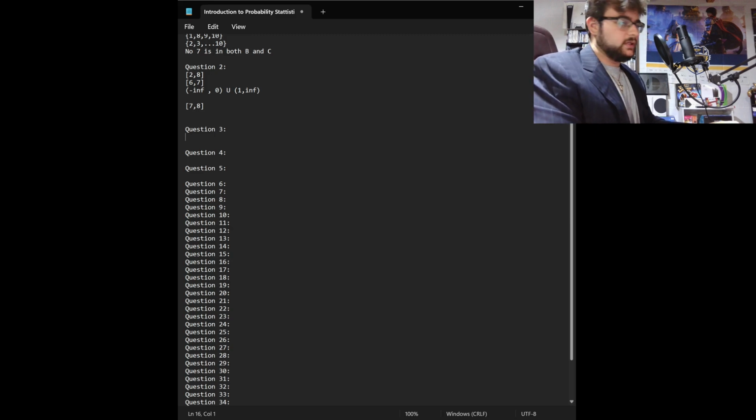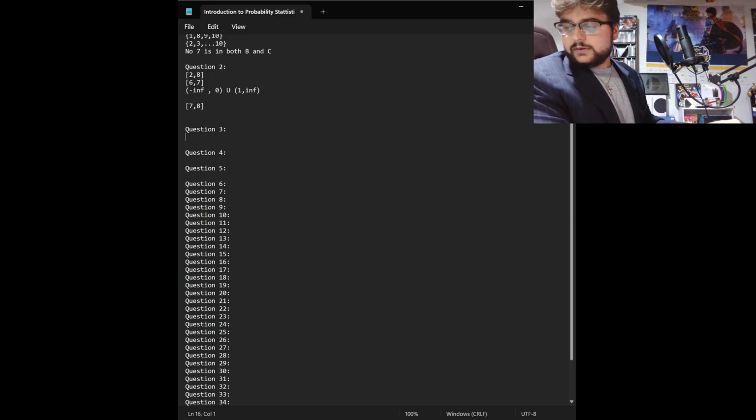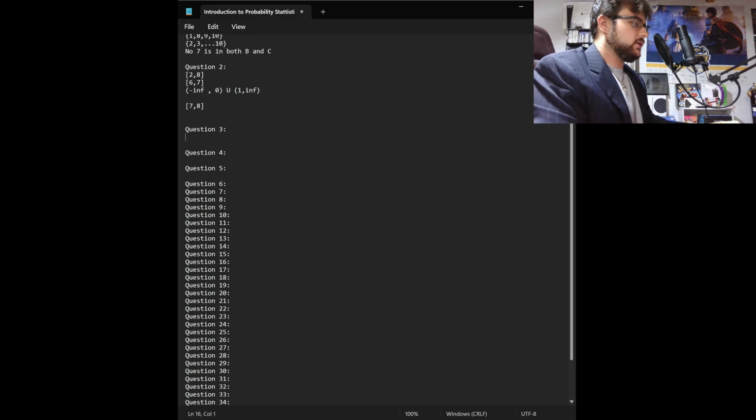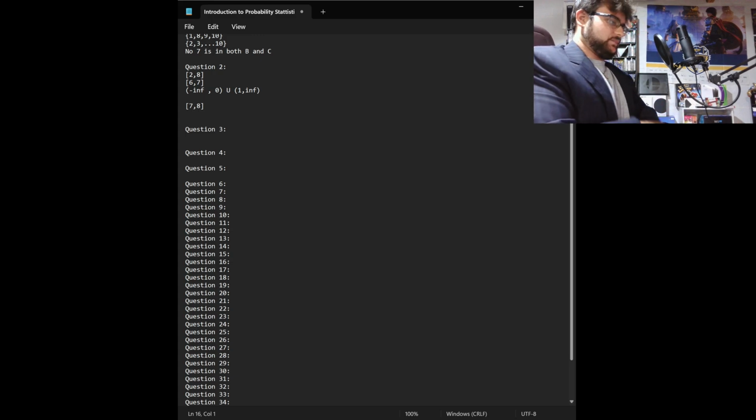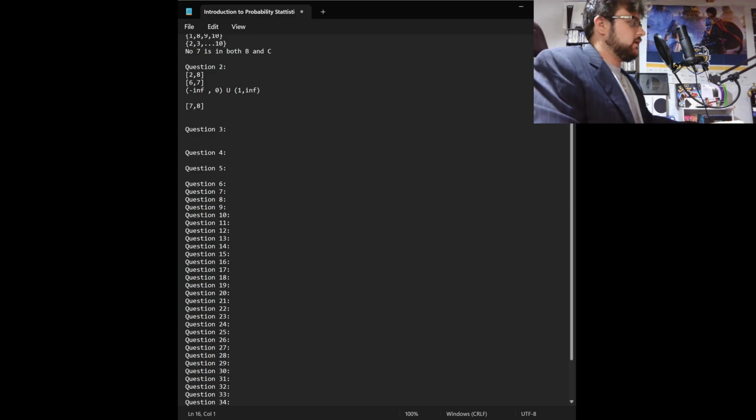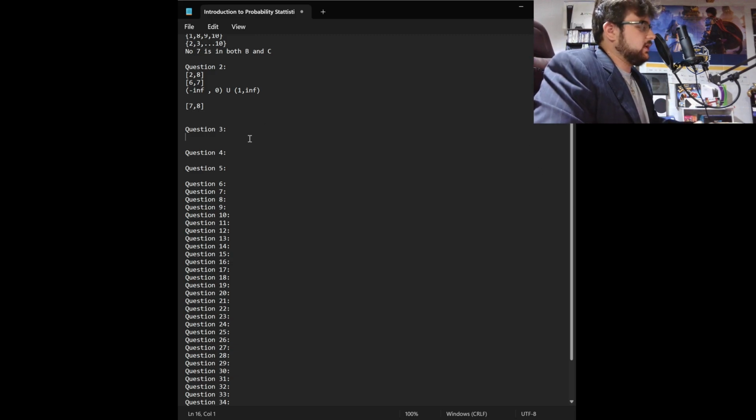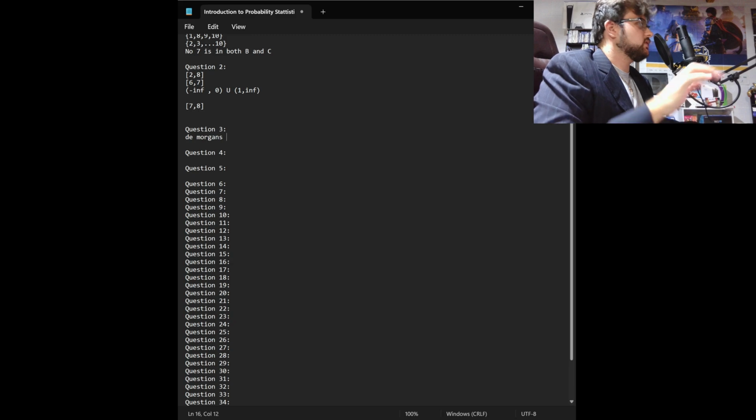So problem 3, for each of the following Venn diagrams, write a set denoted by the shaded area. All right. This one's a little tricky. You have to use De Morgan's law. I assume if you're in statistics 1 or 2, this is a book that can be used in either, you've already taken discrete math, so you know De Morgan's law.